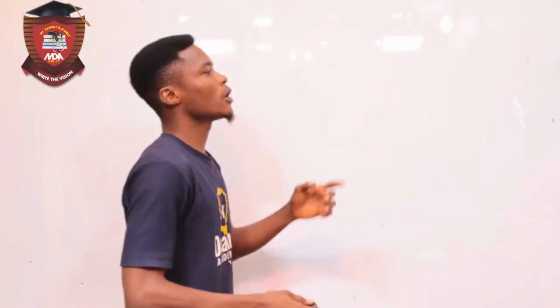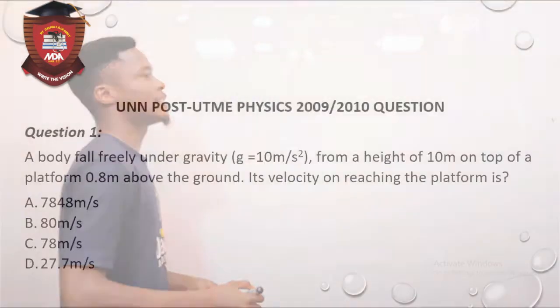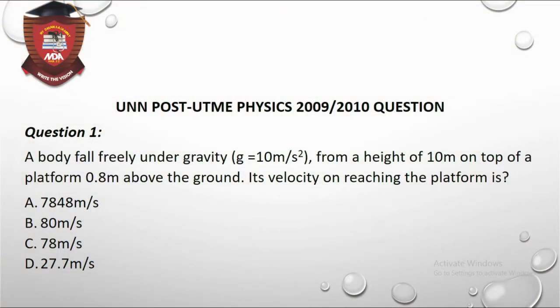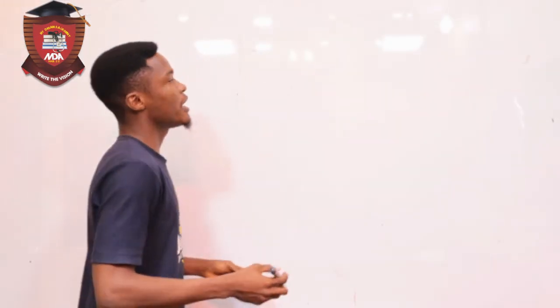Okay, so the question we're going to be looking at today is from UNN 2009-2010 post-UTME. The question says, a body falls freely under gravity from a height of 10 meters on top of a platform 0.8 meters above the ground. Its velocity on reaching the platform is, okay, so basically we are looking for the velocity of an object that is falling from a particular height.